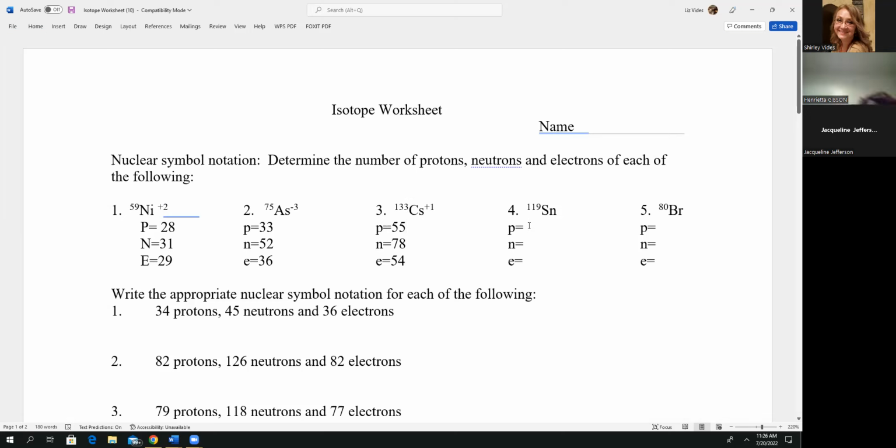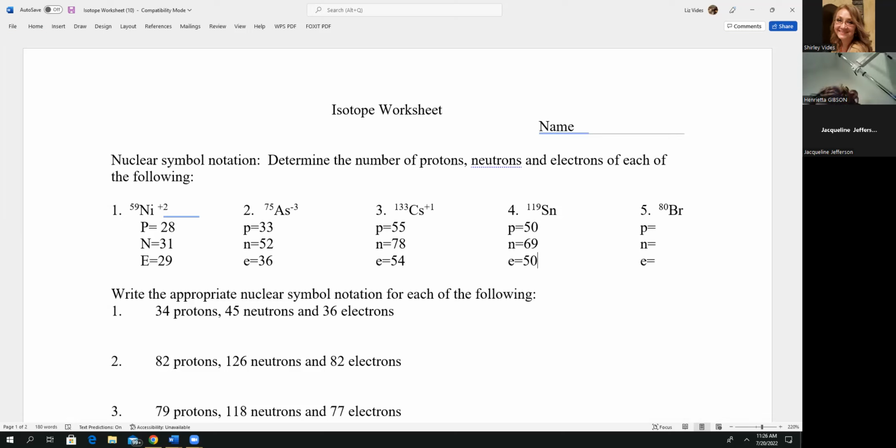The protons for tin is 50. So that means the neutrons here is 69, right? And the electrons, well, we don't have a charge. So it's going to be 50 also. You see that? That one was easy because it doesn't have any changes.